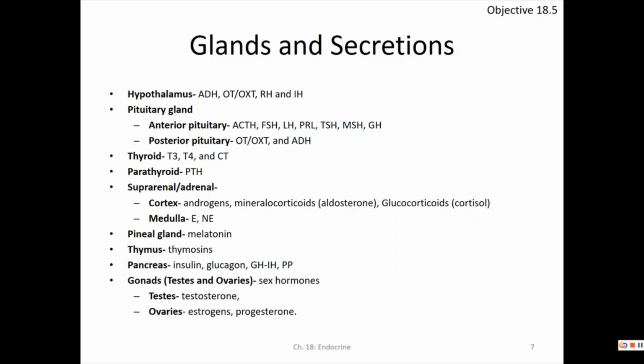RH and IH. RH stands for releasing hormones, and IH stands for inhibiting hormones. The hypothalamus releases regulatory hormones that cause the release of other hormones or the inhibition of other hormones. For example, you might release a hormone called thyroid-releasing hormone, gonadotropin-releasing hormone, growth hormone inhibiting hormone. Okay, some hormones that cause the release or inhibiting of other hormones. Prolactin inhibiting hormone. So they're releasing hormones and inhibiting hormones, RH and IH.